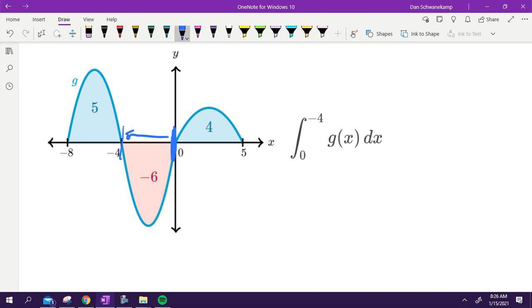Since I'm working backwards, I don't like that. I'm going to flip them. If I flip them, what do I got to do with my integral? Negative. And so it is going to be a negative area under the curve, and we know that that number is -6. So -6 is +6.